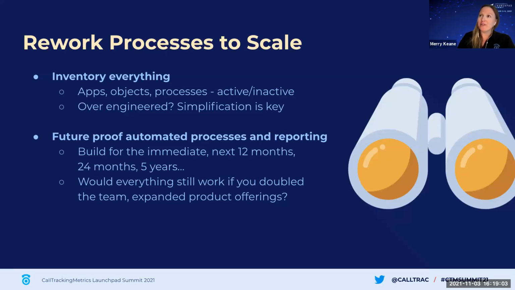We would also recommend future-proofing your automated processes and reporting too. So think about the goals, initiatives, and overall strategy at all levels. So this role, this department, this company, and then build for the immediate, the next 12 months, the next 24 months, the next 5 years. Future-proof as much as you can without falling down a black hole.